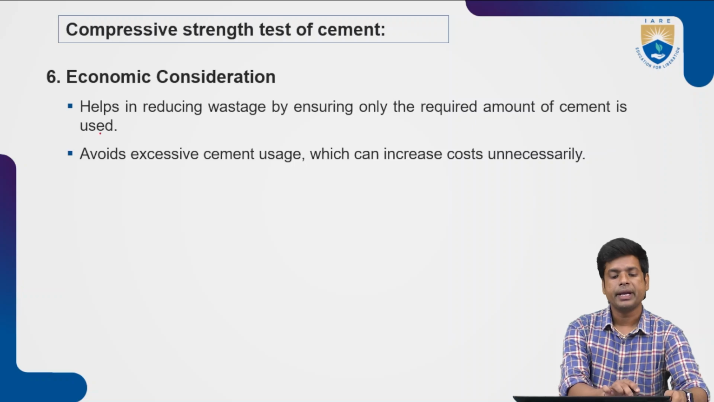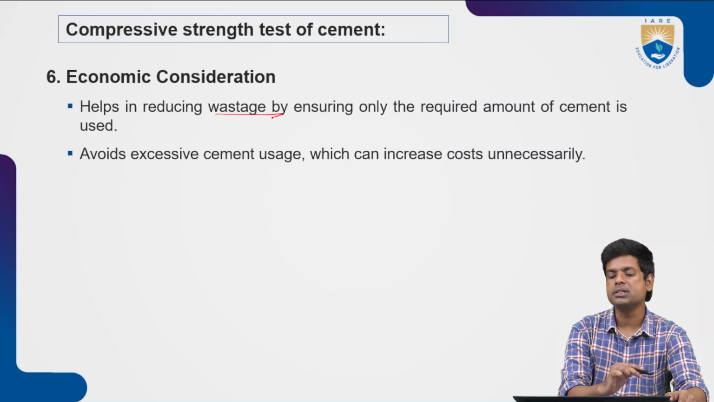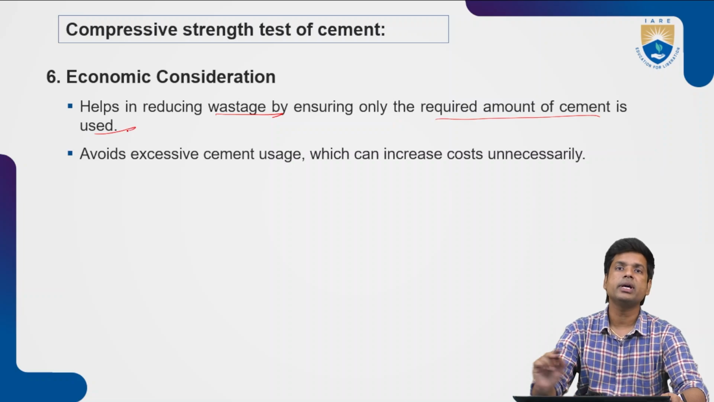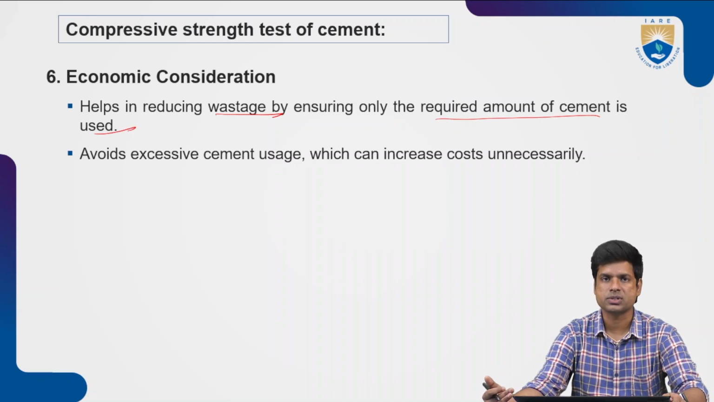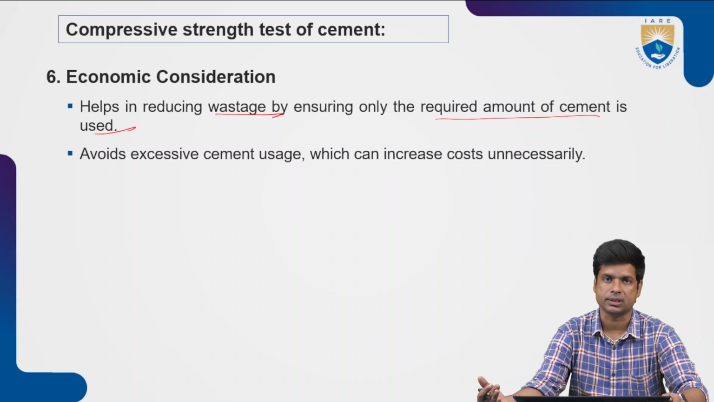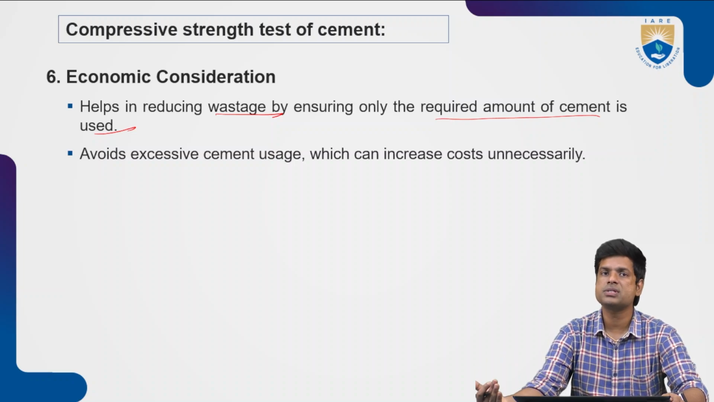Here it helps in reducing the wastage by ensuring only the required amount of cement is used. Suppose the quality of the cement is tested in terms of compressive strength, and it is giving more strength. If you want to produce high strength cement, then we are going to change the chemical composition, right? We are going to use some other mineral mixtures, or change the chemical composition of the cement. So here we are going to spend some amount to produce the high quality cement.